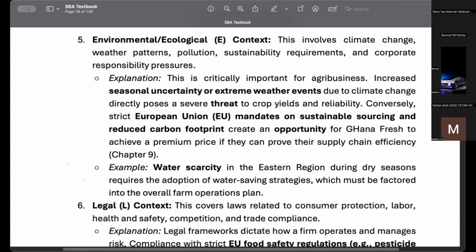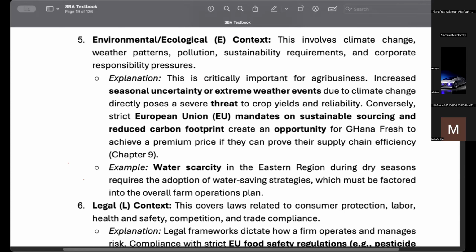environment? So environmental imperatives tend to matter, but it also has an influence on whether the company has enough money to be able to respond to it. Let's take an example. In the dry season, in part of the region, there could be water scarcity, which requires the adoption of a water saving strategy, and that must be factored into the overall farm operation plan.